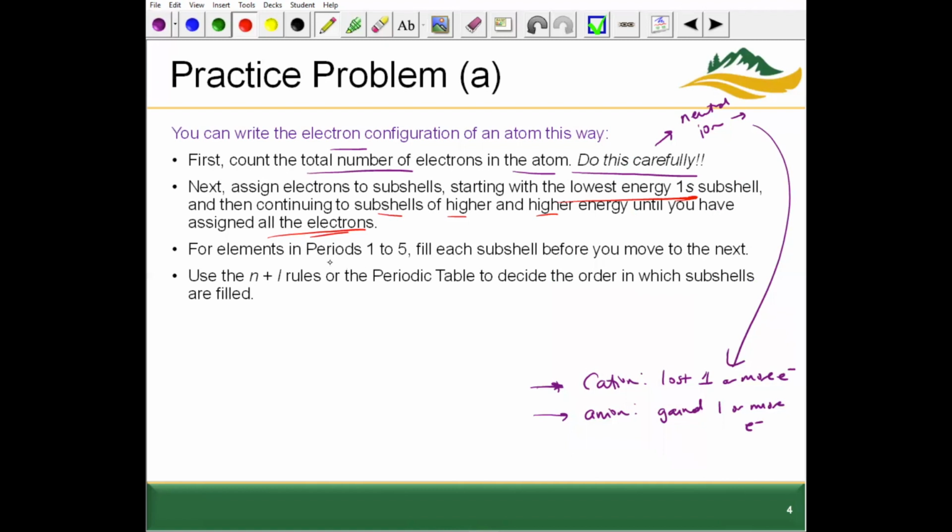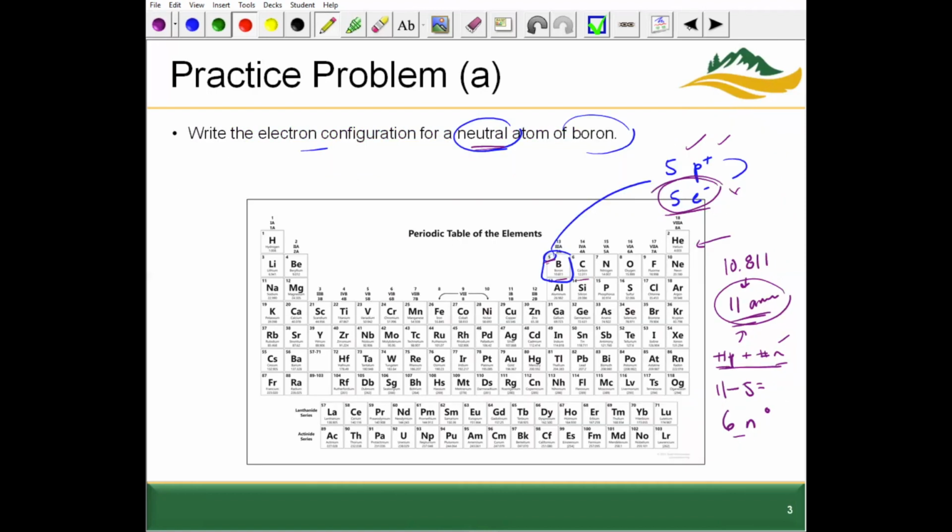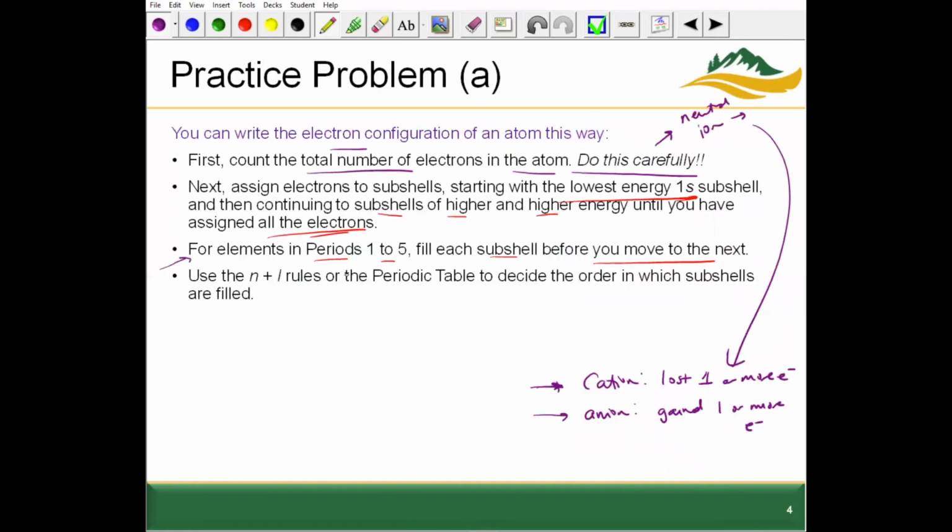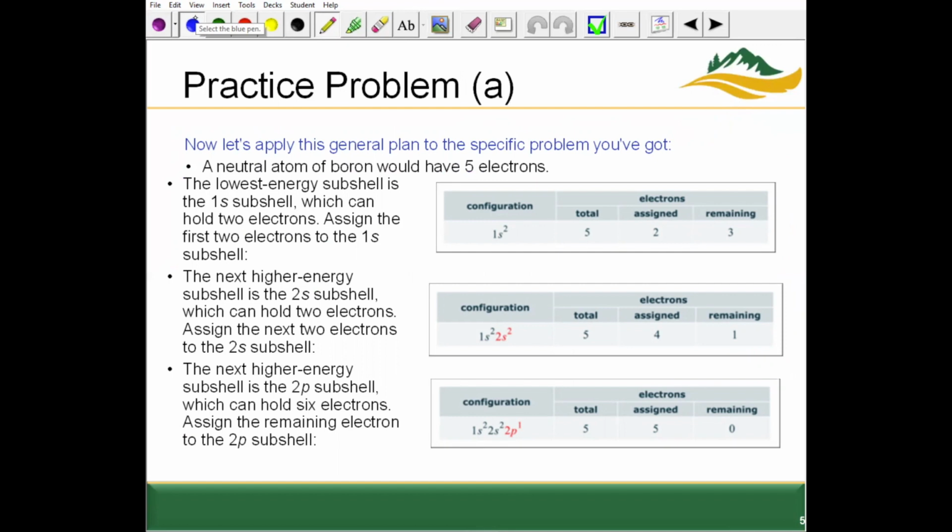For elements in periods 1 to 5, we should fill each subshell before we move on to the next. So remember, these columns are the groups and the horizontal rows are the periods. So these are the periods, those horizontal rows. As we do more examples, we'll see how this fits in. Then we can use the N plus L rules or the periodic table itself to decide the order in which the subshells are filled. Let's start applying these different guidelines to our practice problem we're working through.